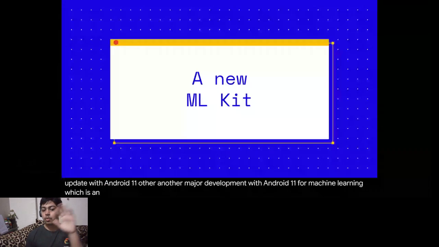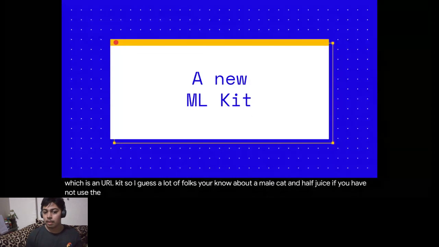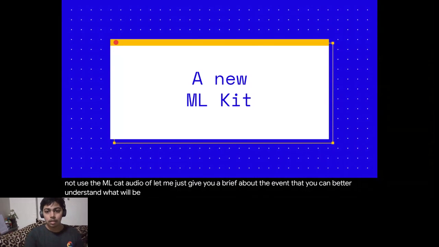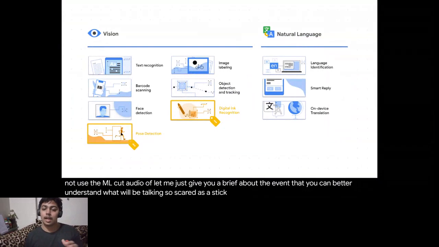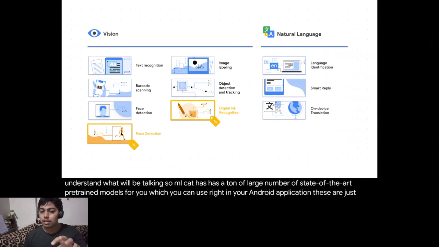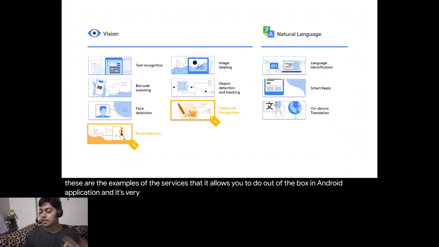I guess a lot of folks here know about MLKit or have used MLKit. If you have not used MLKit earlier, let me give you a brief about it so you can better understand what we'll be talking about. MLKit has a large number of state-of-the-art pre-trained models which you can use right in your Android application. These are examples of the services that MLKit allows you to do out of the box, and it's very easy to use MLKit to do all of this.